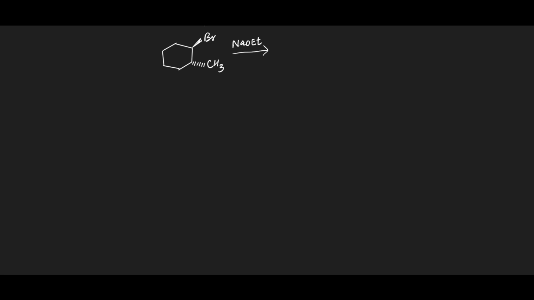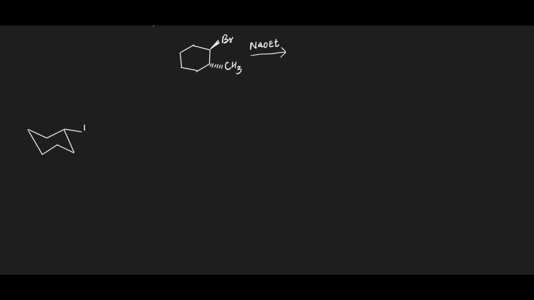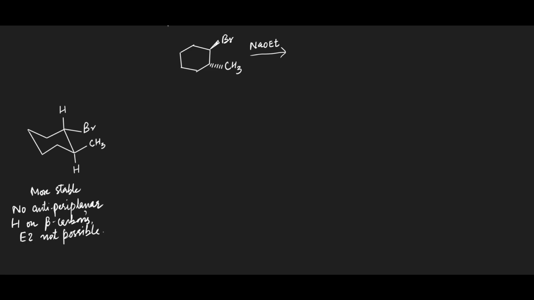Consider this example, wherein trans-1-bromo-2-methylcyclohexane is treated with ethoxide base. 1,2-trans means 1,2 diaxial or 1,2 diequatorial, out of which this diequatorial is the more stable conformation. But if we carefully observe this conformation, we see no anti-periplanar H on beta carbons, because bromine is equatorial. Thus E2 is not possible from this stable conformation.